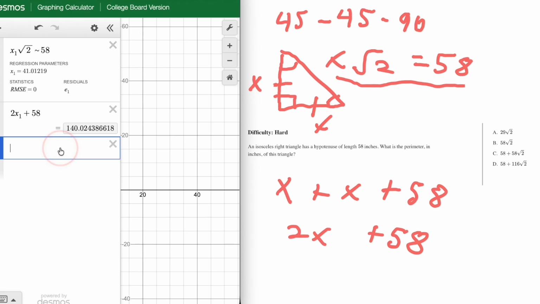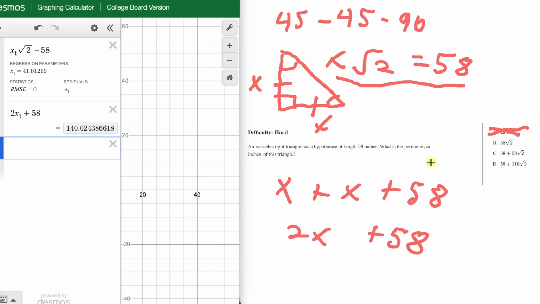So 2x1 plus 58 is equal to 140.024. Now I see that the answer choices are not in decimal form, they have radicals in them. So I need to see which of these answer choices is equivalent to 140. You can first see that for 29 square root of 2, the square root of 2 is less than 2, so 29 times something less than 2 is still less than 140, so it can't be that one.